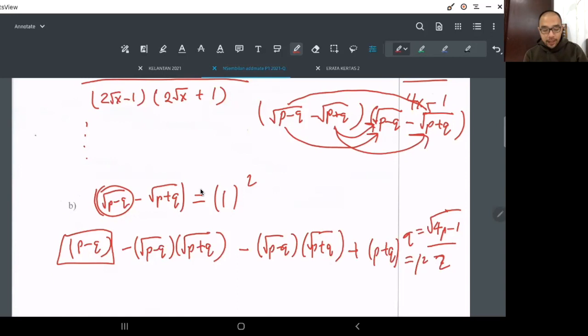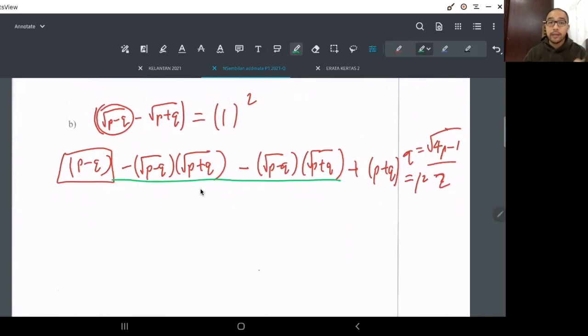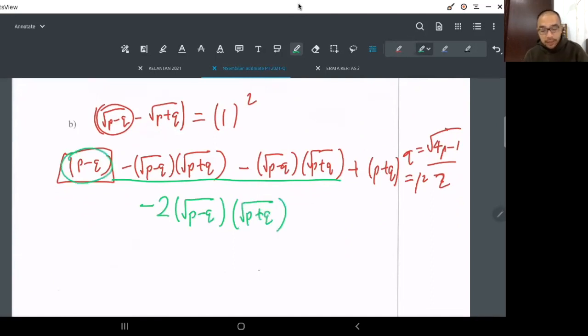So this one I can combine. Since this is minus 1 and then minus the other one, it will be the same, so this will be minus 2. Hold on to your horses, just relax. Then P minus Q and P plus Q: P plus P will be 2P, and minus Q plus Q, the Q will disappear. That's good news for us because it would be really horrible.